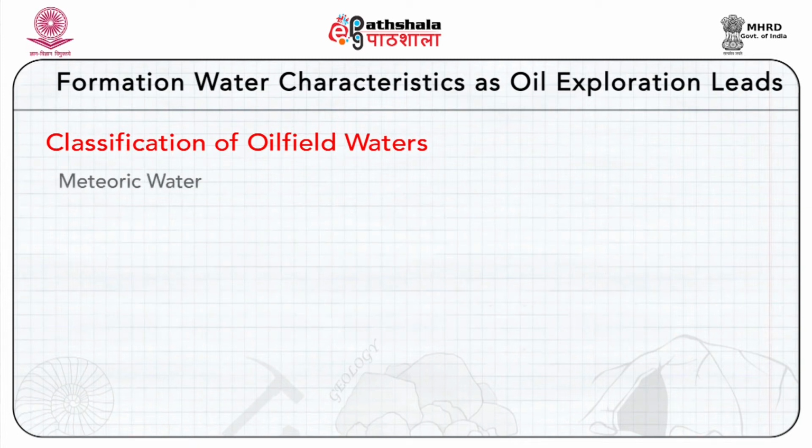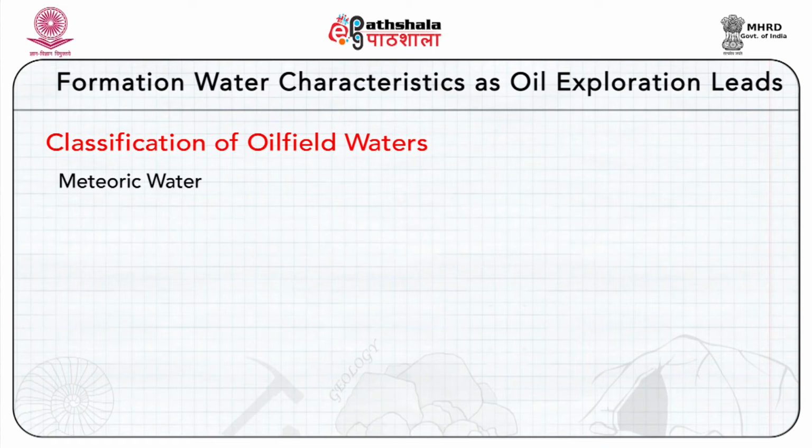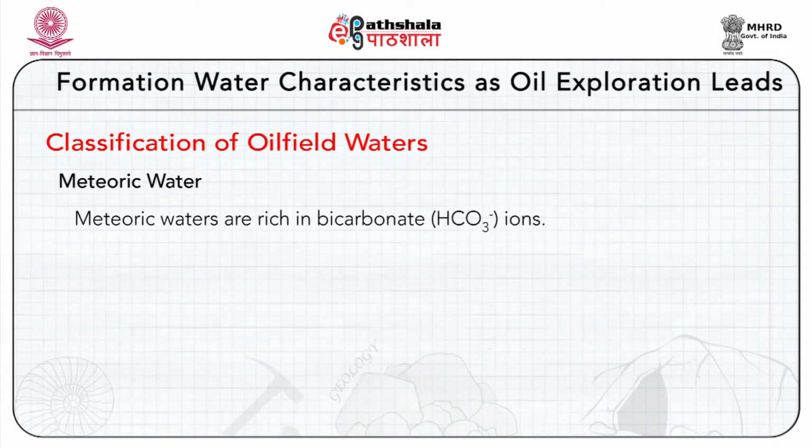Now, meteoric waters are those which presently form part of the hydrological cycle or remained part of it in the recent past. They include the oceanic water, water evaporated in the atmosphere, water in rain and snow, surface water and groundwater in motion. Chemically, meteoric waters are characterized by low concentration of dissolved solids, usually less than 10,000 mg per liter. Meteoric waters are rich in bicarbonate, that is HCO3 minus ions.